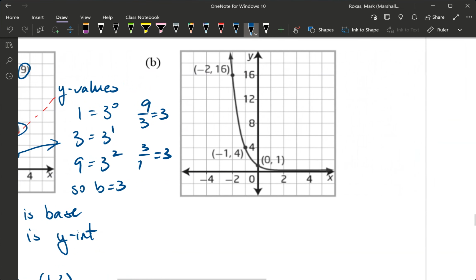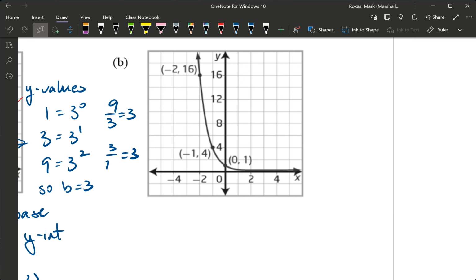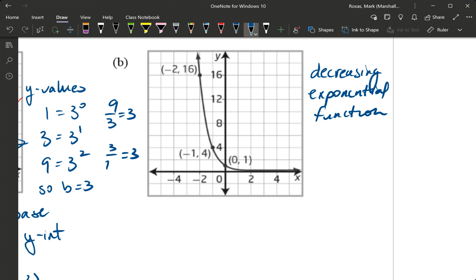Okay. Looking at example 2, we have an example of a decaying function, right? This is a decreasing exponential function. Okay, so now you can do this a couple of ways. You can use b values that are between 0 and 1, or you can use b values that are greater than 1, but use an exponent of a negative x.